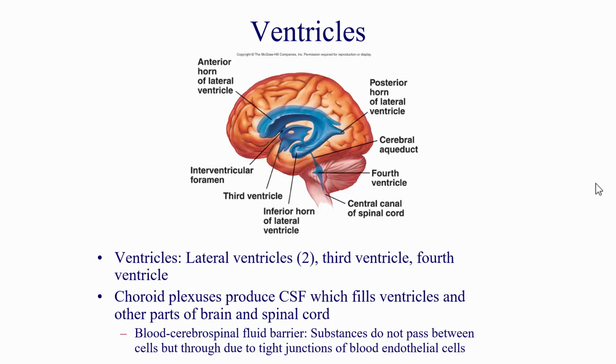Okay, and as I mentioned before, the brain is not solid, it is hollow. And those hollow areas are called ventricles. And in each of the two hemispheres, you have the lateral ventricles. So here's the lateral ventricles. And here's the anterior horn of the lateral ventricle, the posterior horn of the lateral ventricle, and the inferior horn of the lateral ventricle. And so these ventricles are filled with cerebral spinal fluid.